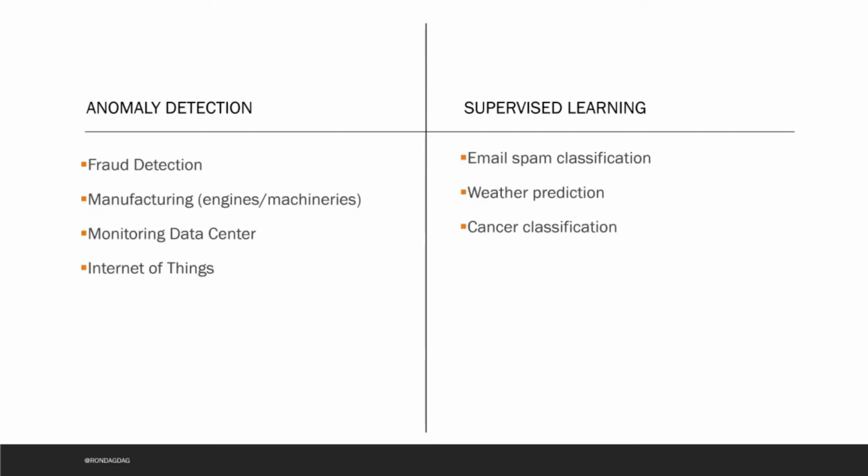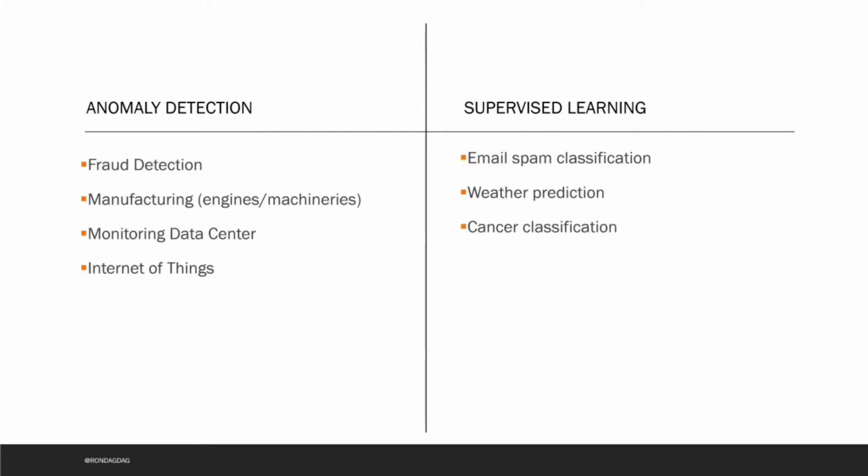Anomaly detection would be good if you're talking about fraud detection, or in manufacturing, where you have a machine or an engine that goes back and forth, or a robot that has its own path, and when it goes out of its path, yeah, it makes sense to do anomaly detection on that. Monitoring a data center, where you have a machine that's running throughout, would be a good example of doing anomaly detection, especially on the Internet of Things, which we'll talk more about later.